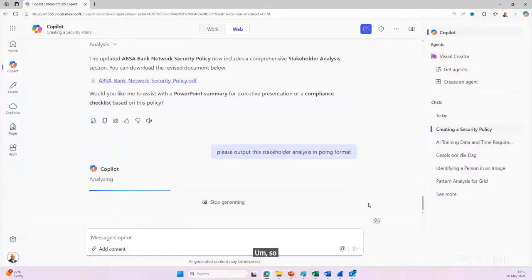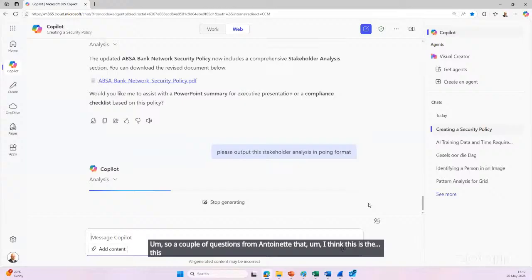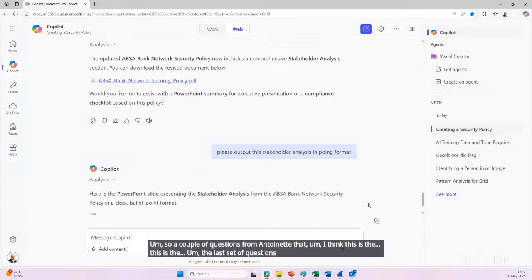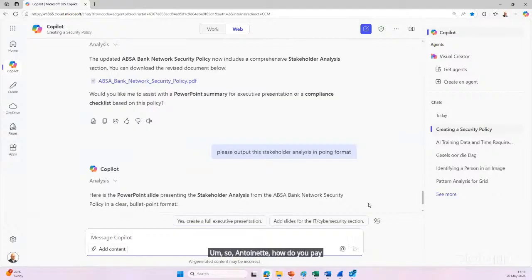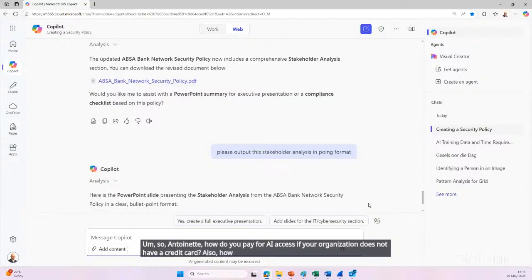So a couple of questions from Antoinette that I think is the last set of questions we'll take, and then we'll wrap it up quickly. So Antoinette, how do you pay for AI access if your organization does not have a credit card? Also, how do you pick one over the other if you have to follow SCM processes?